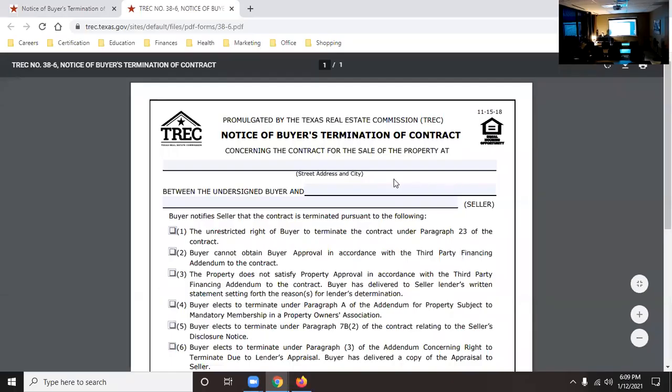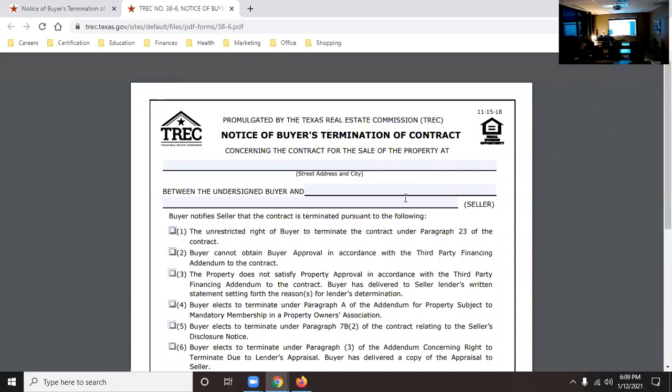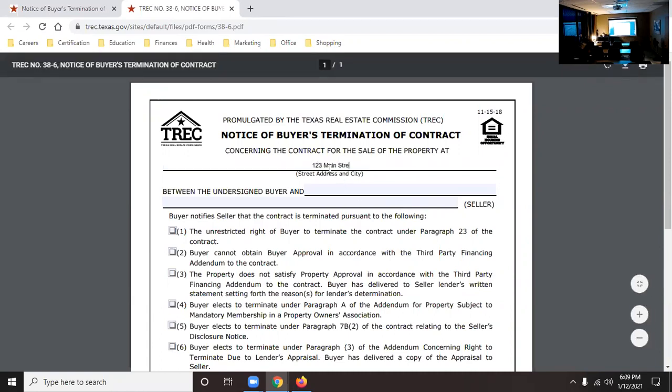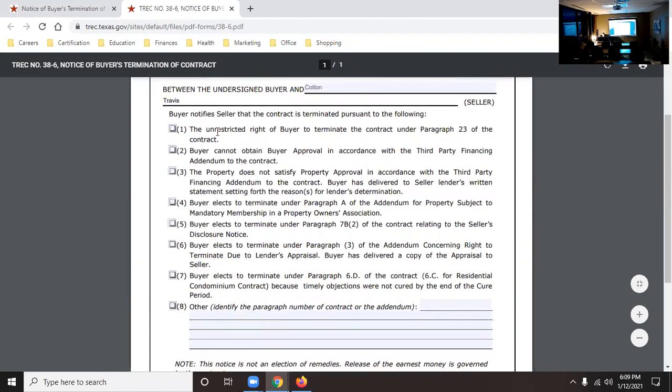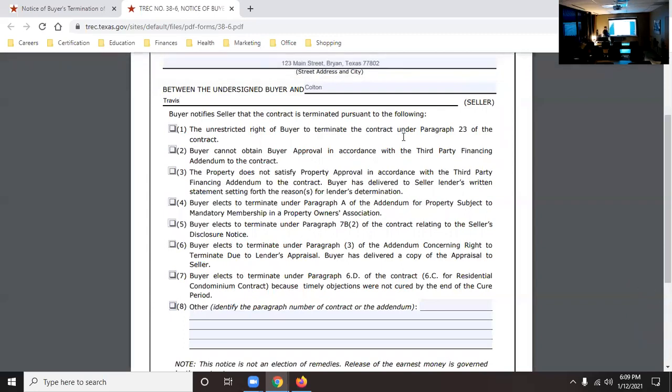This is what the form looks like. So this is basically the options that your client can terminate without breaching the contract. So for example, like we've always been using, 123 Main Street, Bryan, Texas 77802, and it's going to be between, in this situation, we'll just say Colton and Travis. Again, you fill in their full names, okay? And what's happening is the buyer notifies the seller that the contract is terminated pursuant to the following.